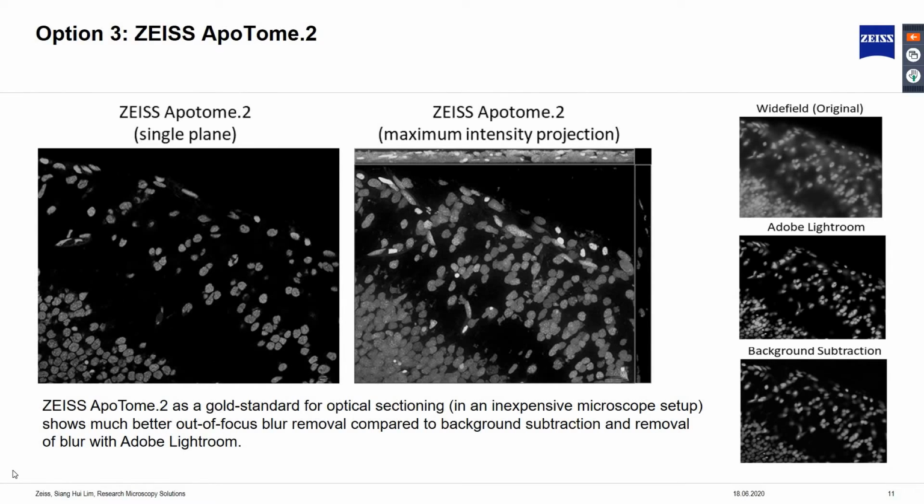When a 3D dataset was acquired with Apotome and projected as maximum intensity projection, as shown in image 4 on the right, nuclei that are not seen in the single plane image are now clearly visible in high contrast as structures from another focus plane.